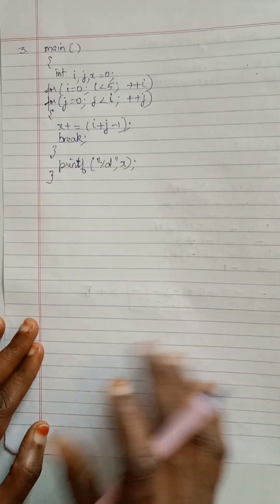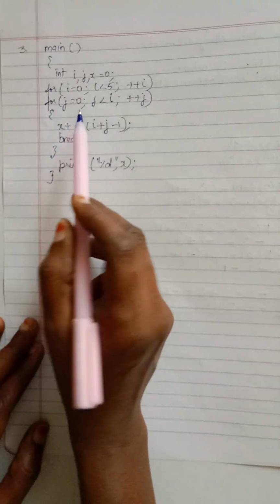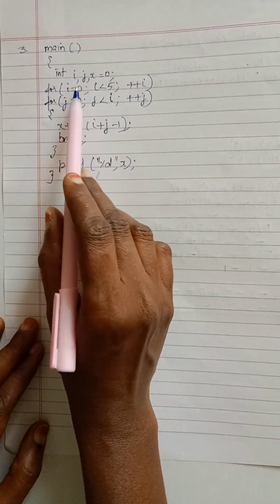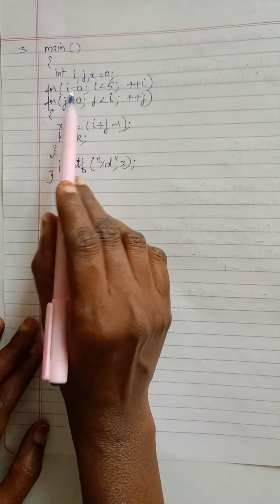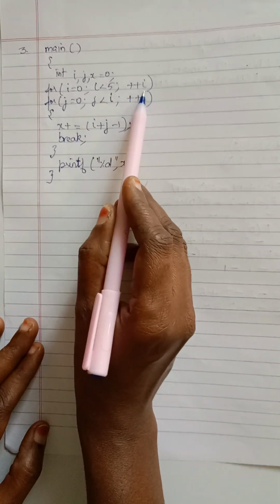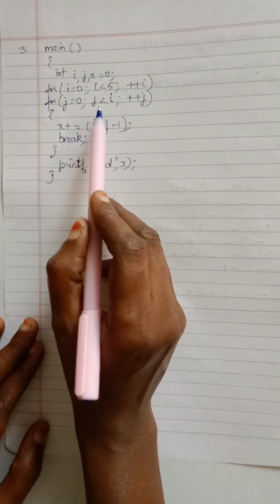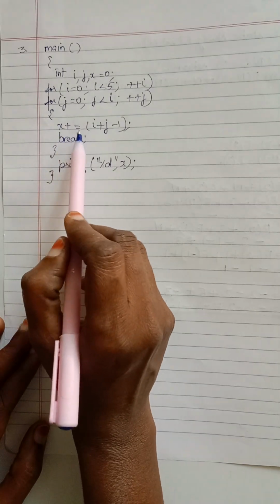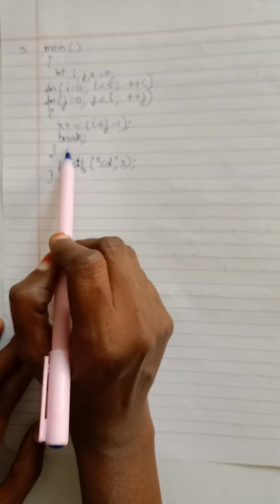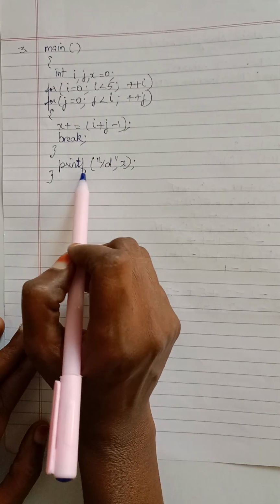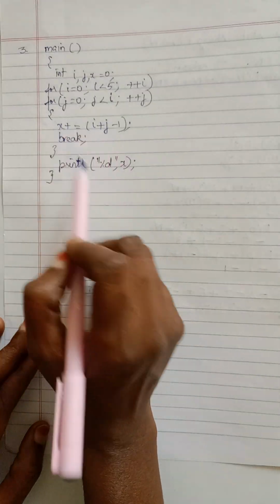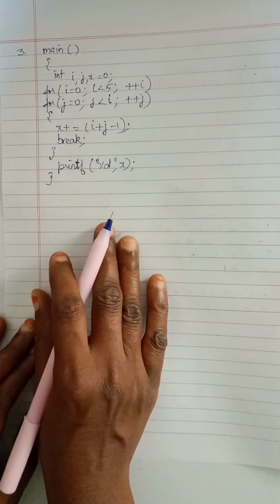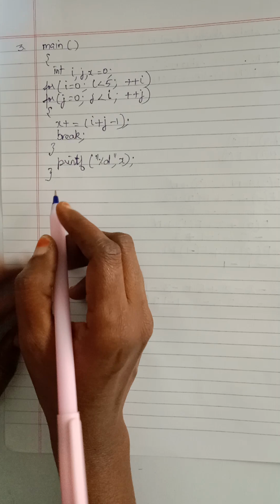Now let us solve the third problem. So I've written the third problem here. int i, j, x = 0; for i = 0, i less than 5, i plus plus; for j = 0, j less than i, j plus plus. In this there is x plus equals i plus j minus 1, then break. Then you have to printf percentage d x, so you print the value of x. So we'll see what is the output of this program. The question is, what is the output of this program?